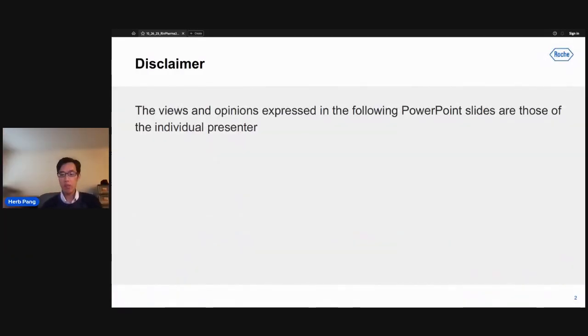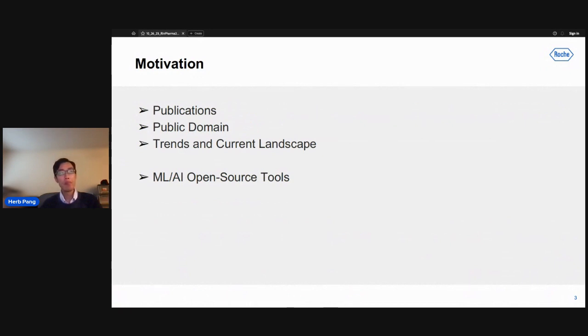So this is my disclaimer. I just talked about the motivation, which is to look at publications in the public domain to help understand current trends and landscape in machine learning and artificial intelligence open source tools.